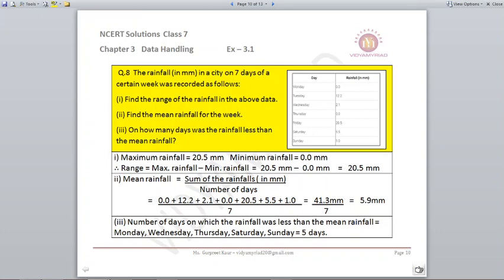On how many days was the rainfall less than the mean rainfall? How much is my mean rainfall? 5.9. I need to find on how many days it was lesser than 5.9. Monday is there, Wednesday is there, Thursday is there, Saturday and Sunday. So there are a total of 5 days on which the rainfall was less than the mean rainfall, which is 5.9 mm.